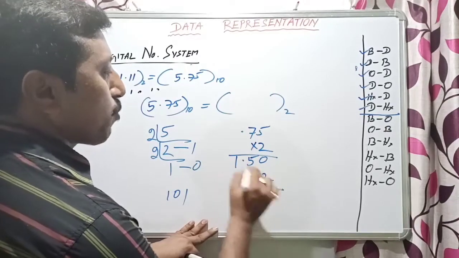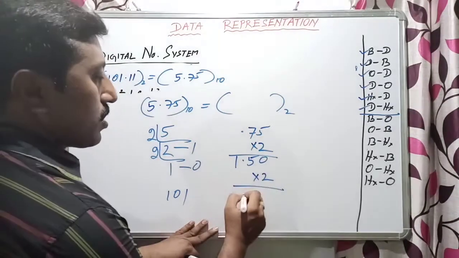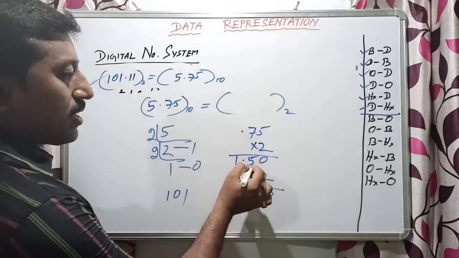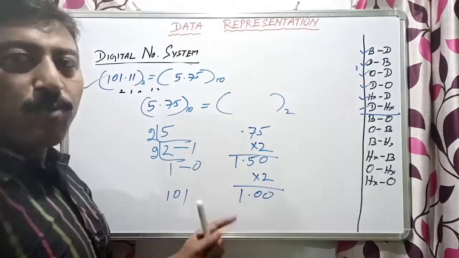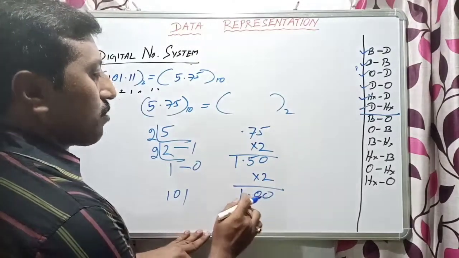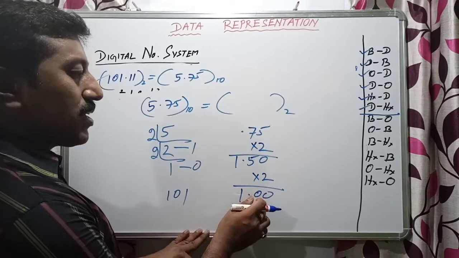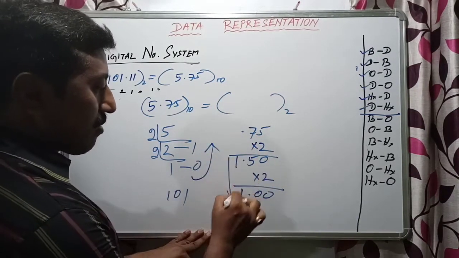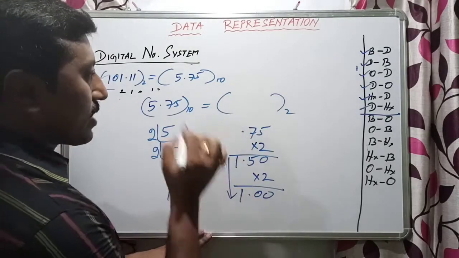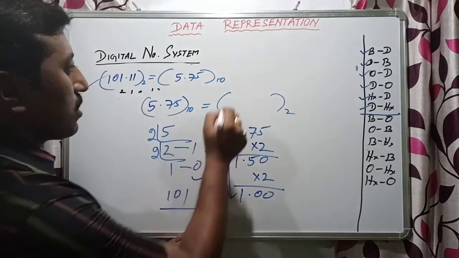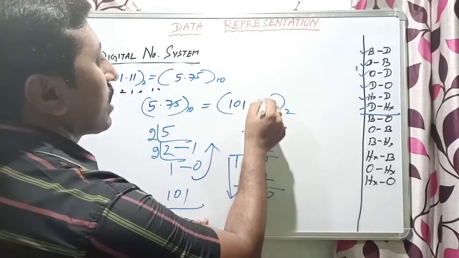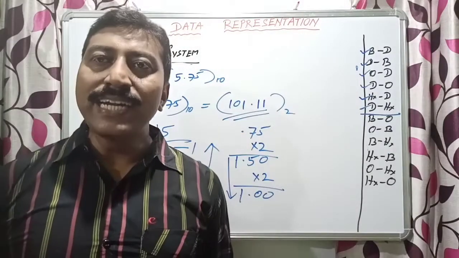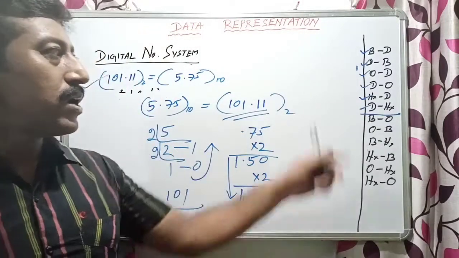Again, you take 0.50 and multiply by 2. Then it is coming 1.00. I am not multiplying the 1; I am multiplying with 0.50 only. So the answer is coming 1.00. If 00 are coming, then we ignore. So the bits 1 and 1 we take. Earlier it was 101, so 101.11. In this way we calculate the decimal form also. Integer forms I had told you, and this is the decimal form. I hope students you understood.